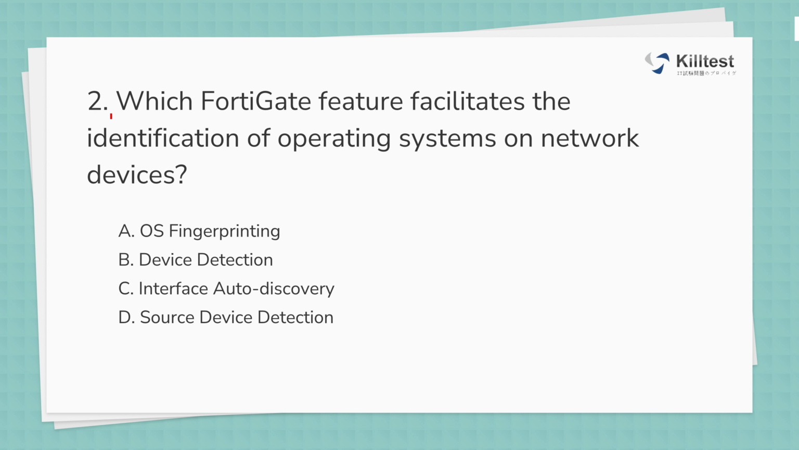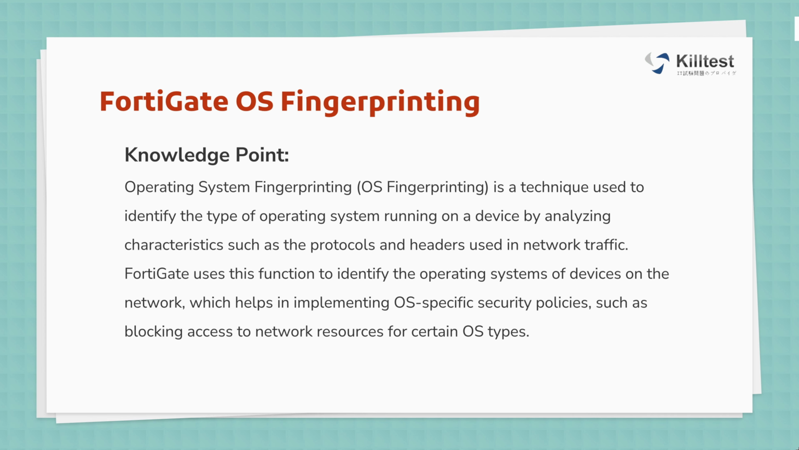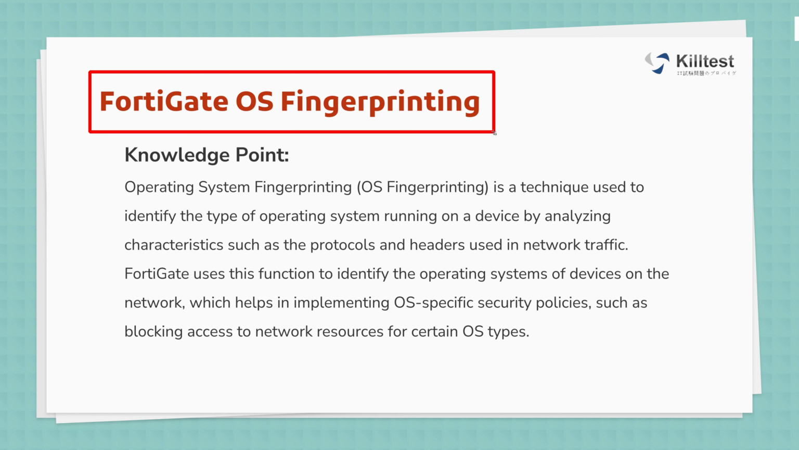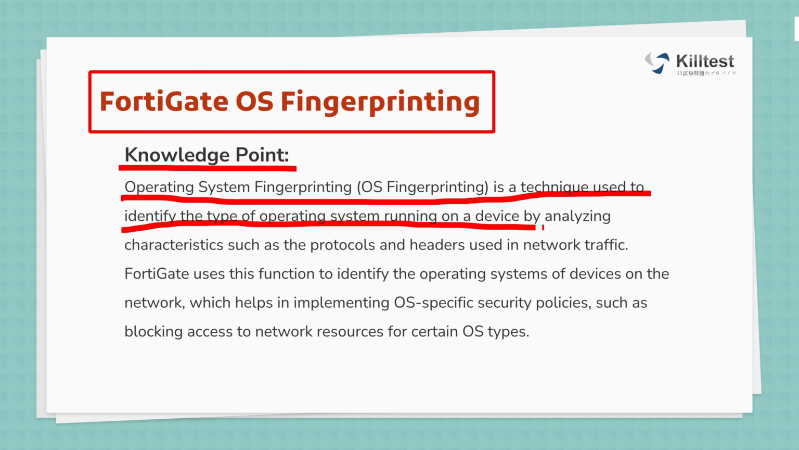Question 2. Which FortiGate feature facilitates the identification of operating systems on network devices? This question tests FortiGate OS fingerprinting. The knowledge points of this question are: OS fingerprinting is how FortiGate figures out what operating system a device is using by looking at its network traffic. This helps apply security rules based on the OS type.